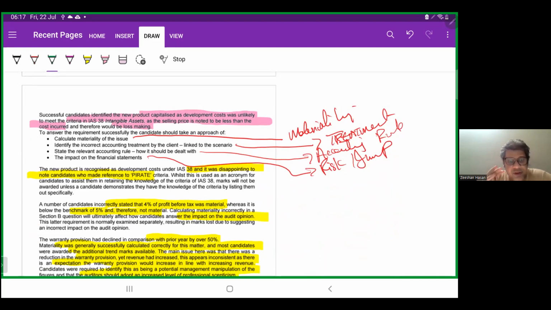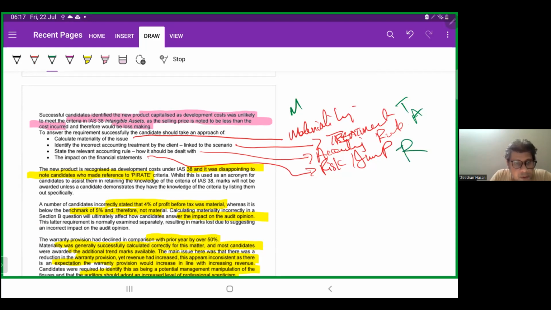To answer the requirement successfully, the candidate should take an approach of calculating the materiality first, M, identify the incorrect accounting treatment by the client, the T, state the relevant accounting rule, A, and the impact on the financial statements, your risk or the impact, R.